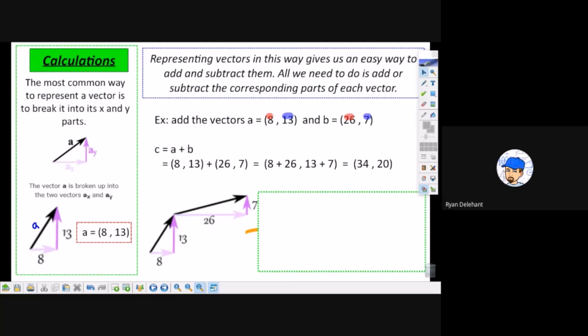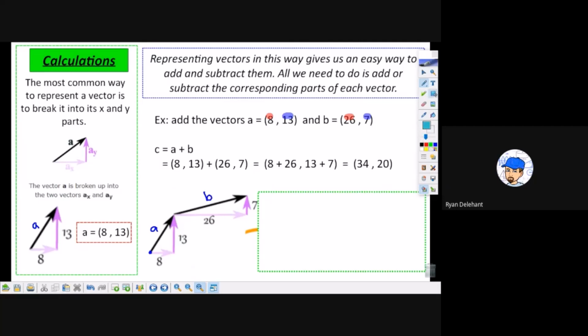This is what we just did. Here's the 8, 13 vector. This is A. This one is B. And we're doing our addition. We put them tail to end. Sorry, nose to end. So this is A, this is B. There was our 26 and our 7. Now when we added them together, we got 34, 20.